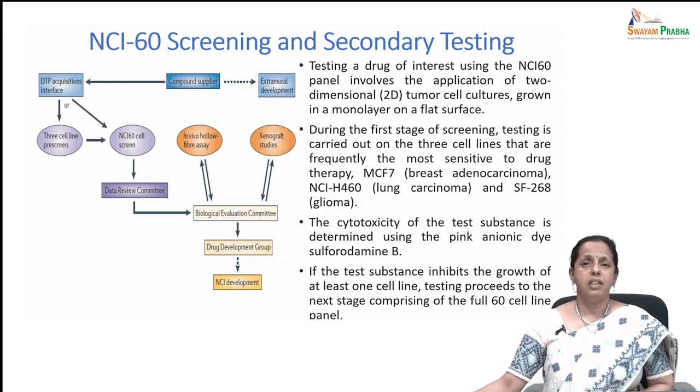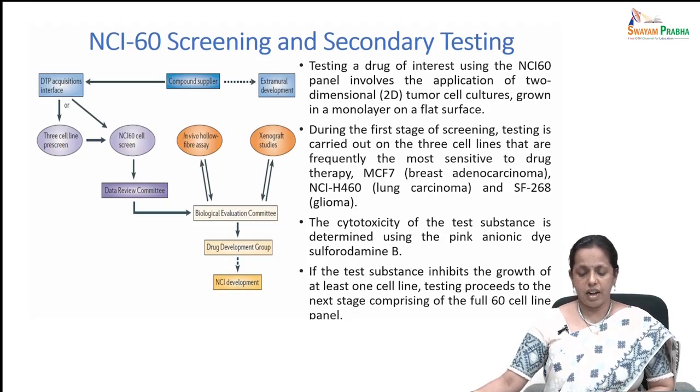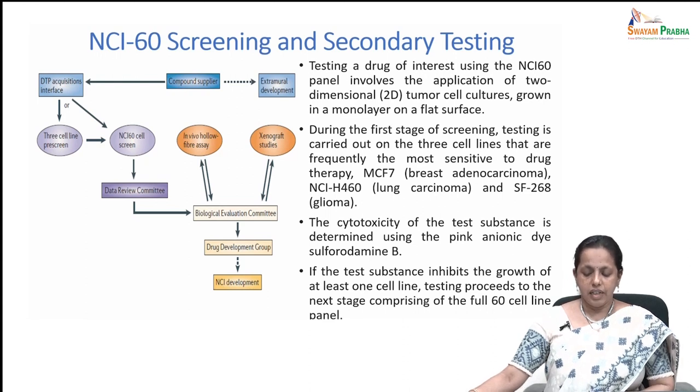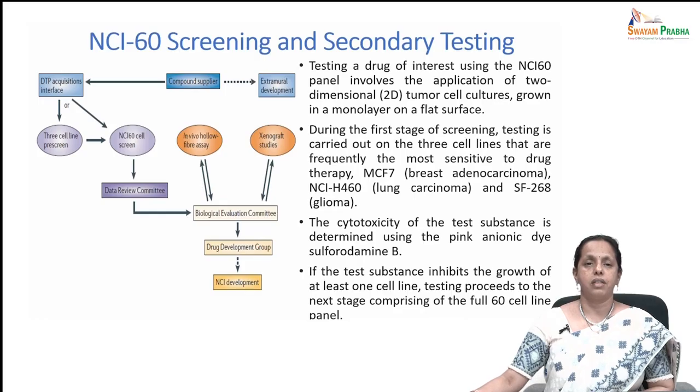So please keep in mind, this is a 2D tumor cell culture, grown in monolayers. Testing is carried out on three cell lines that are frequently used and the most sensitive, for example MCF7, NCI-H460 and SF268. The cytotoxicity of the test substance is determined using the pink anionic dye sulforhodamine. If the test substance inhibits the growth of at least one cell line, testing proceeds to the next stage, opting for the full 60 cell line panel.